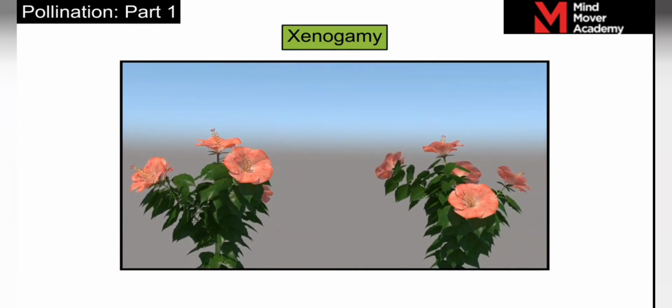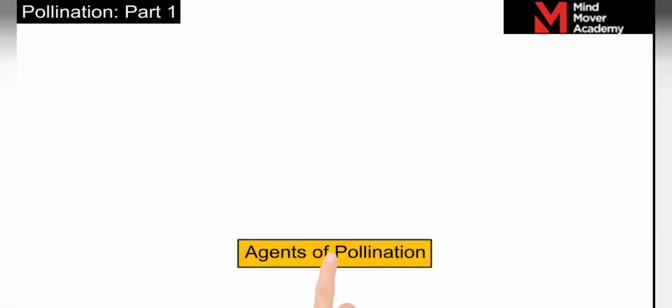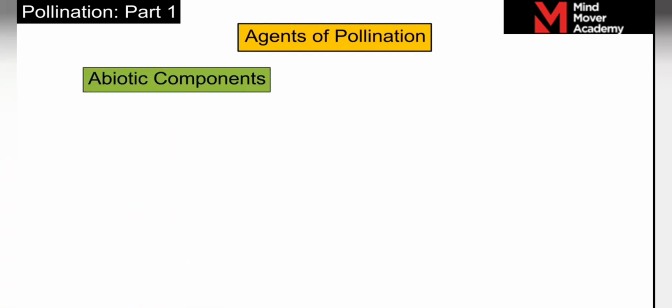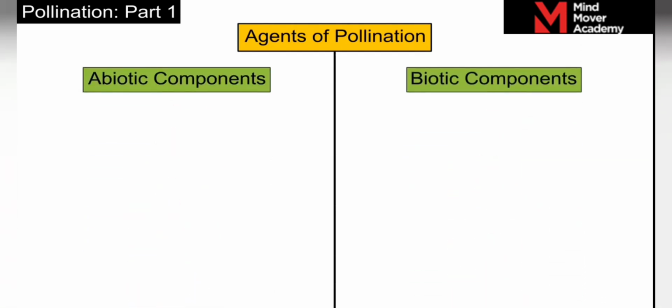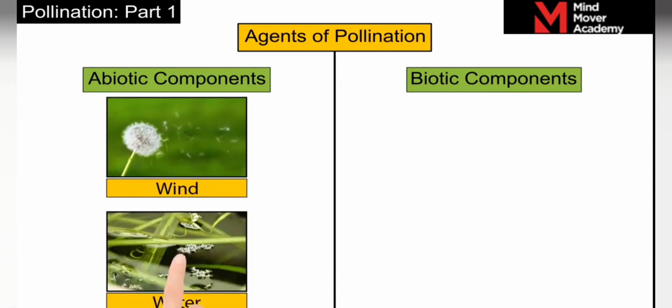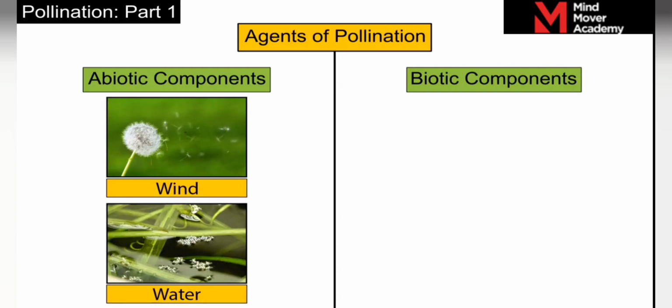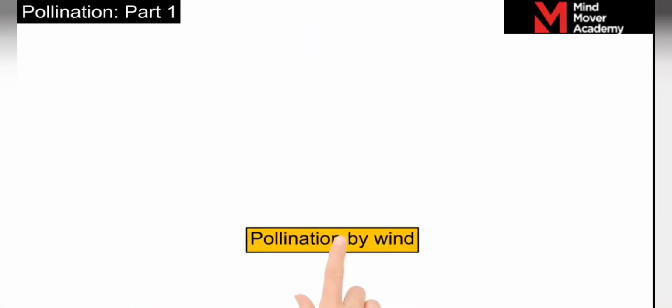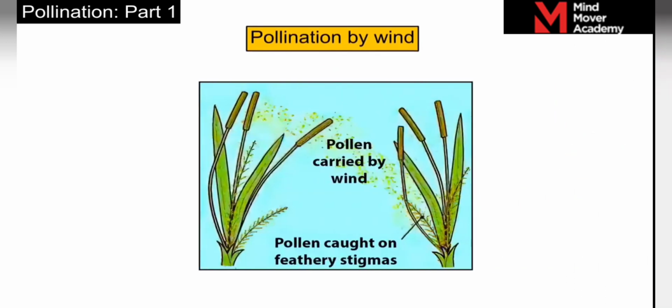Now, let us move on to the next topic of this module, that is, agents of pollination. Plants use both abiotic and biotic components as agents for the process of pollination. Abiotic components include wind and water, and biotic components include animals. Majority of plants use biotic agents for pollination. Only a small proportion of plants use abiotic agents. Let us begin with pollination by wind. Pollination by wind is more common amongst abiotic pollinations.